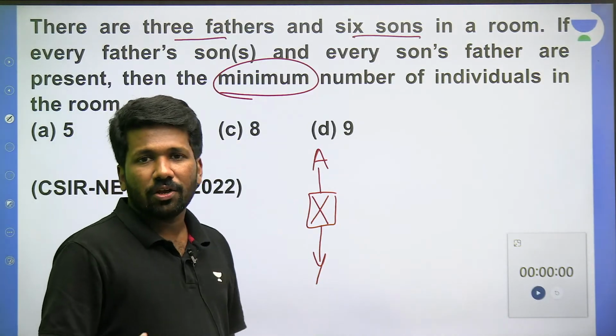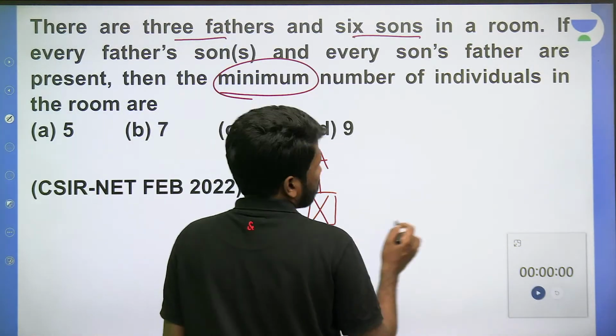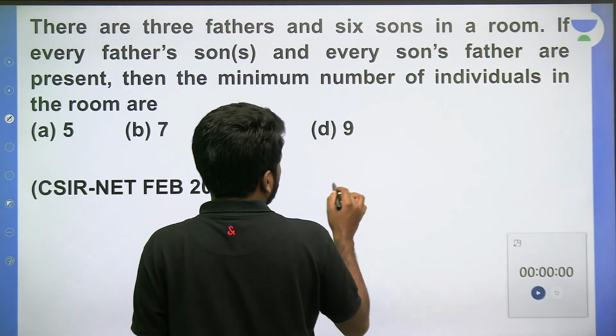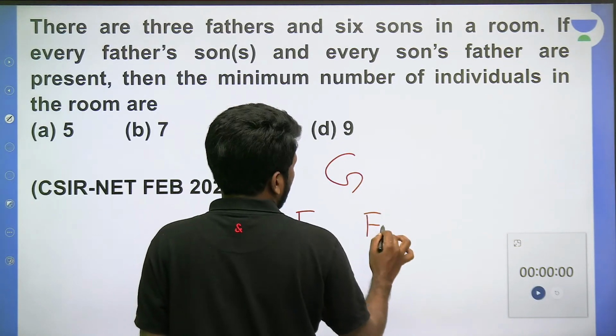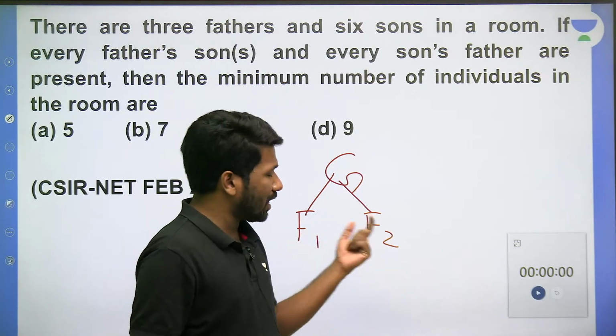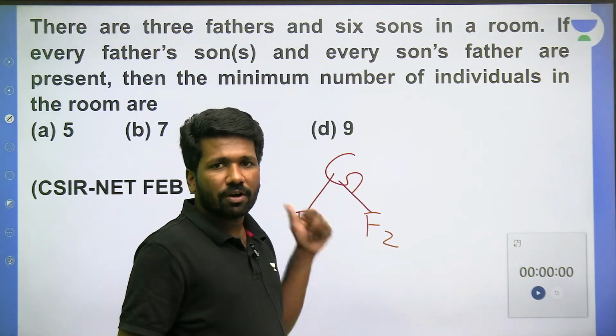So that kind of people you need to add more. So let us add one more people. I will use different letters. Let G be the grandfather. F1 and F2 are the children of G. So two sons we already have, F1 and F2, and G is one father.